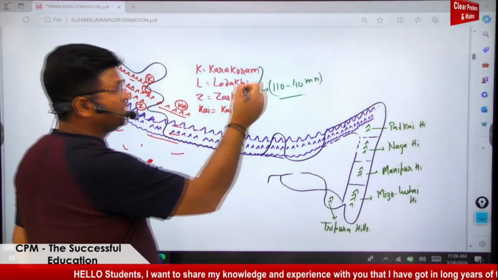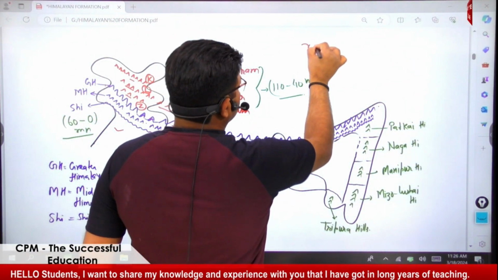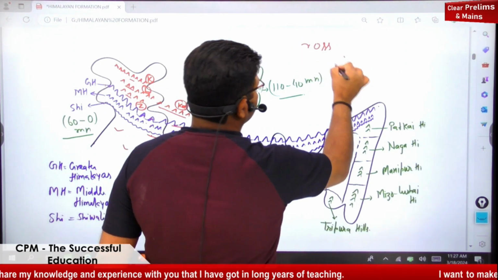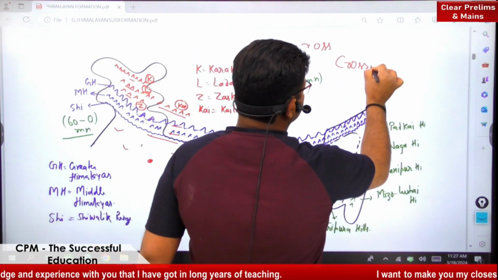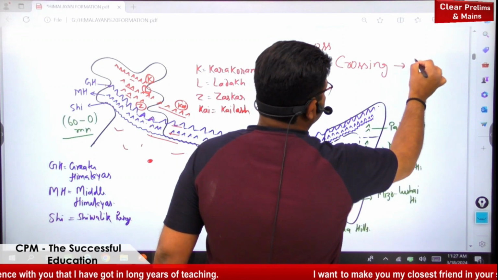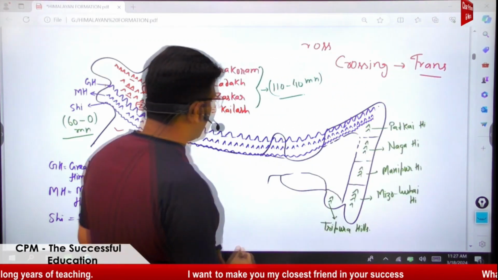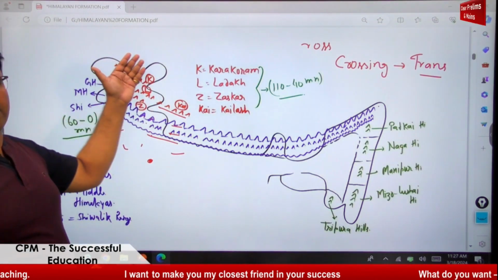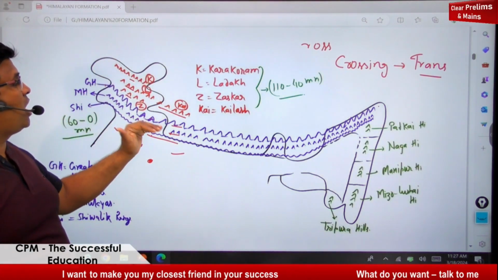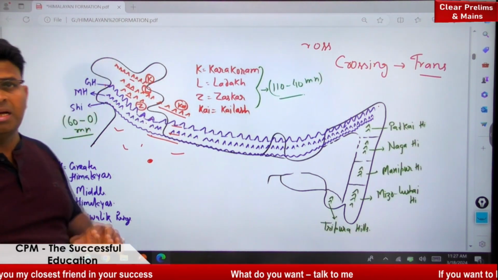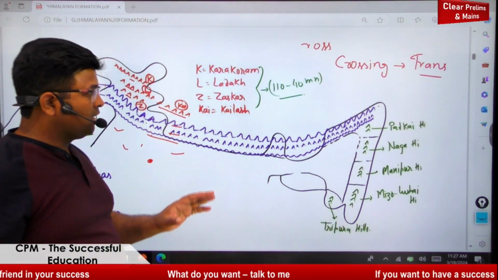So crossing means trans. After crossing the Himalayas, we get some mountains, and that is known as the Trans Himalayas. Crossing the Himalayas, I will see something; these are Trans Himalayas. These are not Himalayas. Understood?